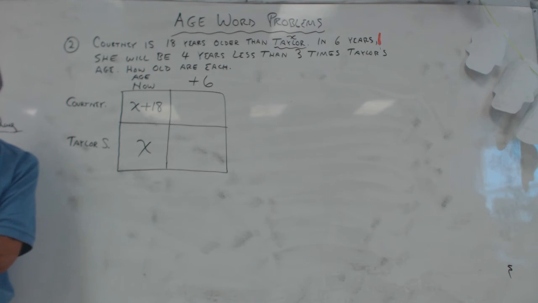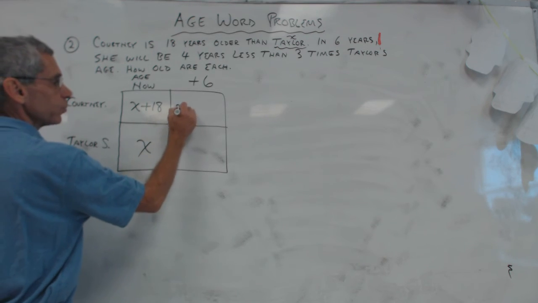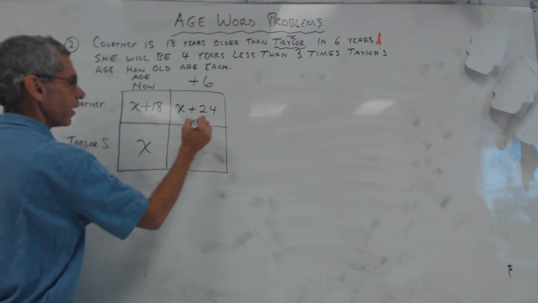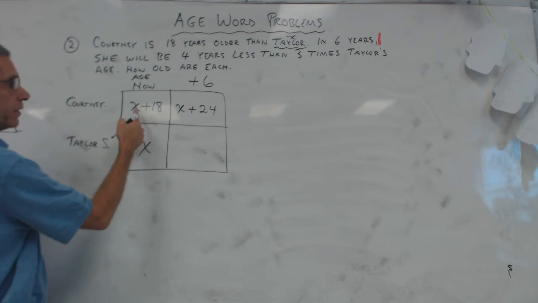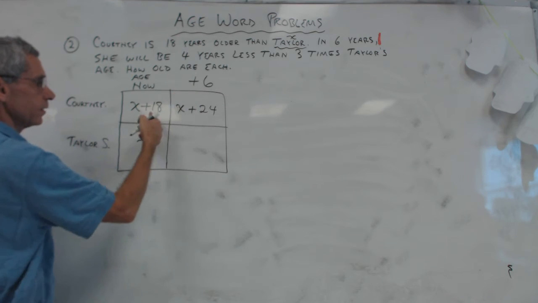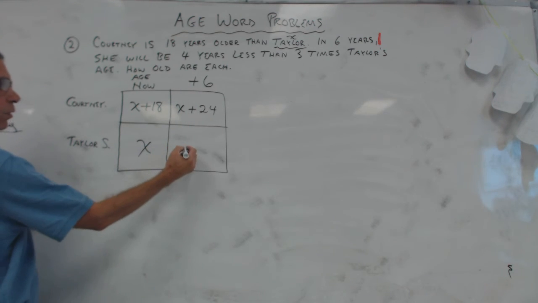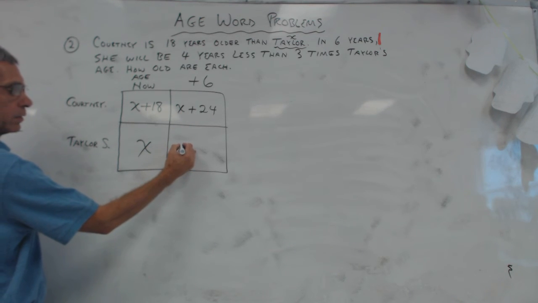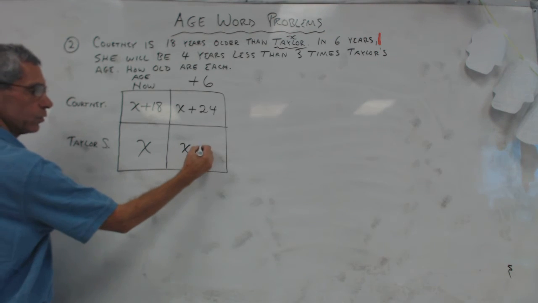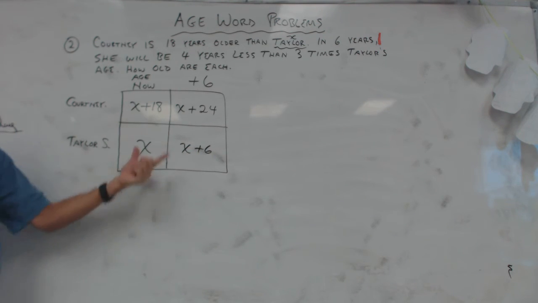34. Don't listen to them. 24. Yes. Okay, X plus 24, right? Because all we did was X plus 18 plus 6. 18 plus 6 is 24. And then what would be here, Skylar? Then X plus 6. X plus 6, beautiful. Okay, now we have finished.